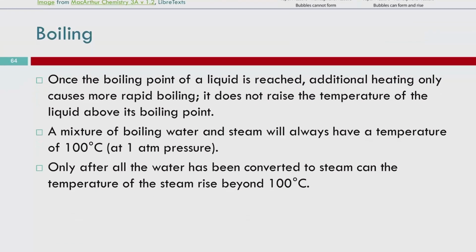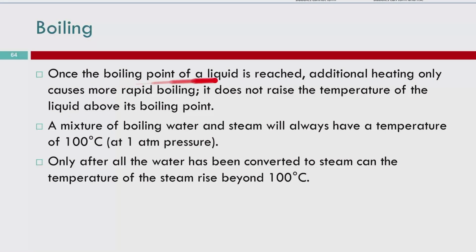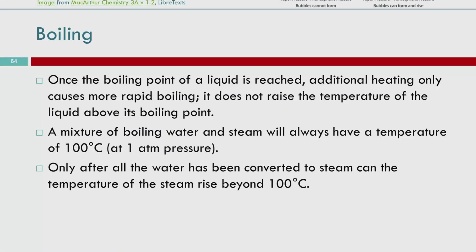And here's why. Once the boiling point of a liquid is reached, just like the melting point with our ice water, remember that very consistent ice water experience, the same thing is true for boiling water. Once you reach the boiling point of a liquid, additional heating only causes more rapid boiling. The temperature locks in at about 100 degrees Celsius. You will never boil a pot of water above 100 degrees Celsius if you are only using atmospheric pressure. It maxes out at 100 degrees Celsius.